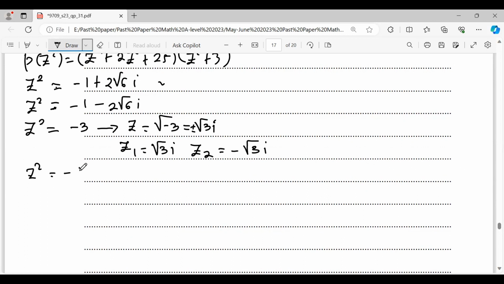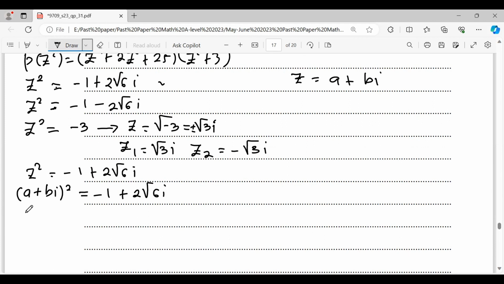z squared equals negative 1 plus 2 square root 6 i. You know that z equals a plus bi. So z squared means (a plus bi) squared, equal to negative 1 plus 2 square root 6 i. Expanding gives a squared minus b squared, because (bi) squared equals negative b squared, plus 2abi, equal to negative 1 plus 2 square root 6 i.